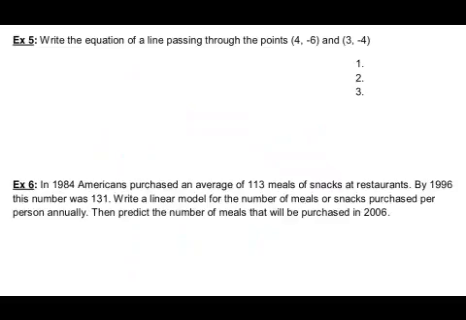Example 5 says to write the equation of a line that passes through the points (4, -6) and (2, -4). Notice in this case they give us two points. Before we can write an equation, we know that we need the slope, so we first need to find the slope. I want you to think back to the first section and write down the formula that we use to find the slope if we're given two points.